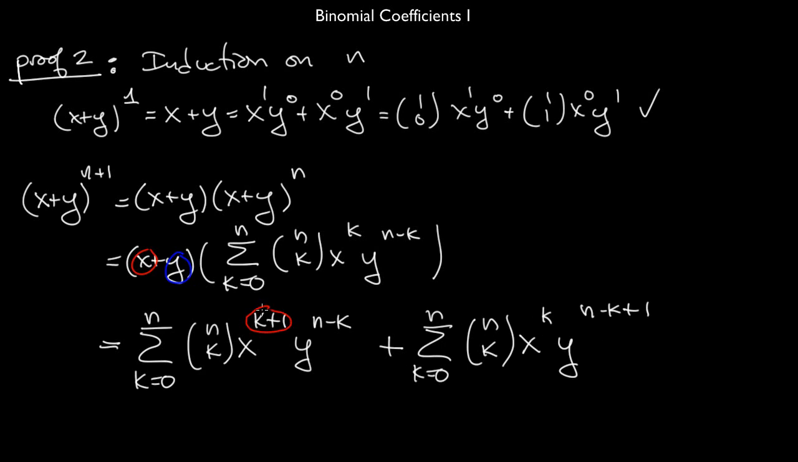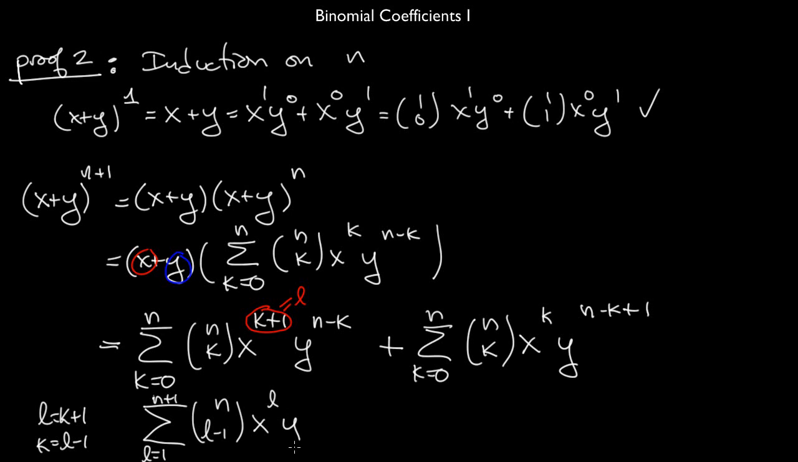Okay, well, let's see. When you see something like this, you want to combine the two terms, and what you do is you change variables. So you set L equal to k plus 1, which means that k is equal to L minus 1. And you change variables, and the first sum now is a sum over L. And let's see, L is running from 1 to n plus 1, because L is k plus 1, and you're getting n choose L minus 1, x to the L, y to the, let's see, n minus k is n minus L plus 1, or n plus 1 minus L.